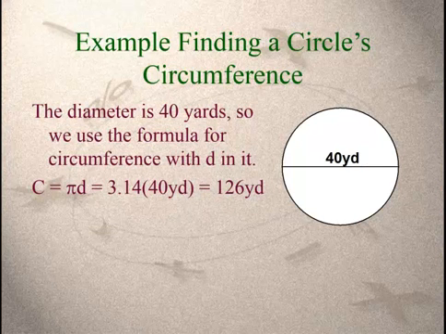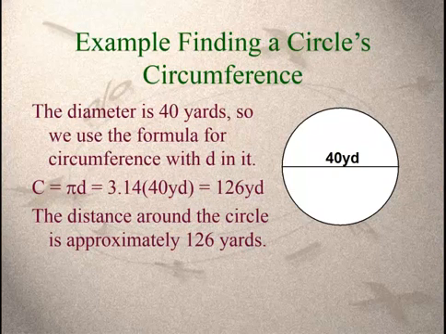So pi, and I think we all remember, has an approximation of 3.14. So we're going to multiply 3.14 by 40 yards, and it's equal to 126 yards. That will be the circumference, the distance around the circle. The distance around the circle is approximately 126 yards.